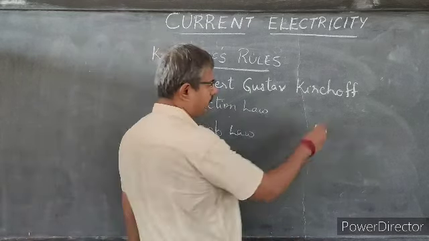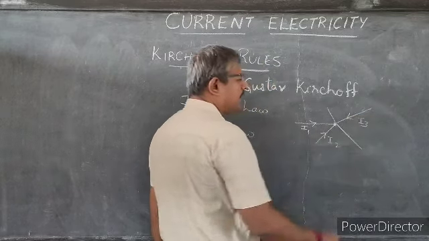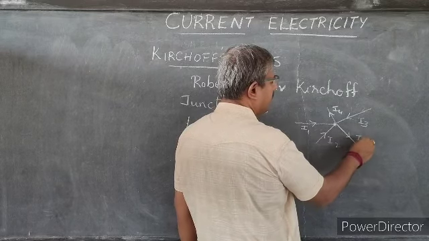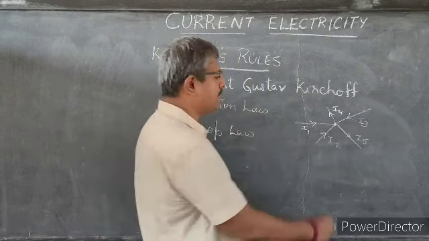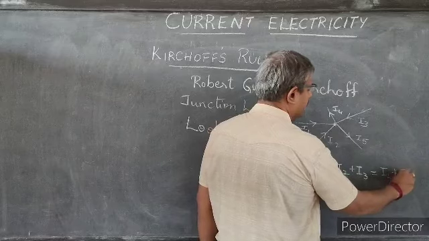So if I were to take a junction and let's assume that there are 5 wires that are connected at the junction. So if currents I1, I2 and let's say I3 are moving towards the junction and currents I4 and I5 are leaving the junction, then the junction law simply states that I1 plus I2 plus I3 should be equal to I4 plus I5.